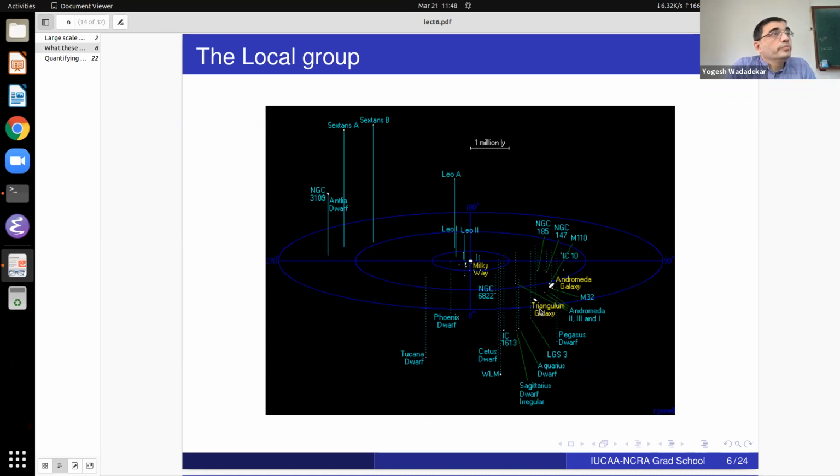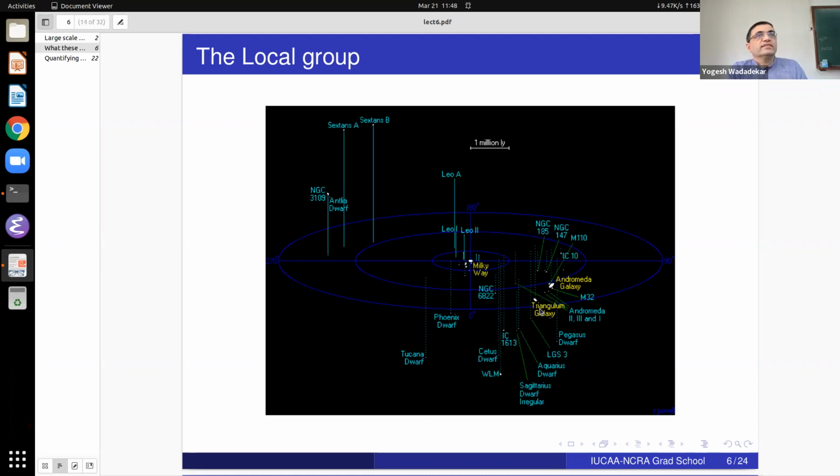The local group has only 3 big galaxies, but it has a very large number of dwarf galaxies of the order of 30. I don't remember the exact number, but that number keeps on going up every few years as newer dwarf galaxies are discovered. So we are absolutely sure there is no big galaxy in the local group, but there could be additional maybe 5, 10, 15 more dwarf galaxies which are part of the local group. And why is it? Why are we discovering these dwarf galaxies now?